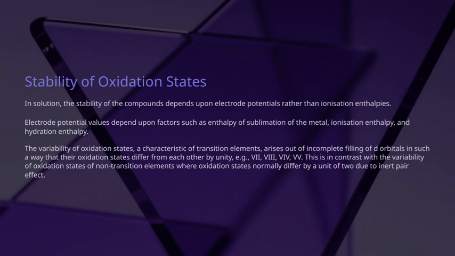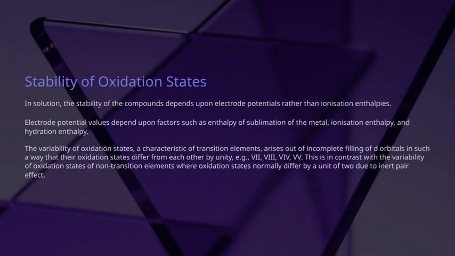Let's talk about the variability of oxidation states, which is a characteristic feature of transition elements. This variability arises from the incomplete filling of their d orbitals. Because of this, their oxidation states tend to differ from each other by 1 unit. For example, you might see oxidation states like +7, +8, +9, or +10, which are close in value. This is quite different from non-transition elements, where the oxidation states usually differ by 2 units. This difference is mainly due to the inert pair effect, which stabilizes certain oxidation states in non-transition elements.